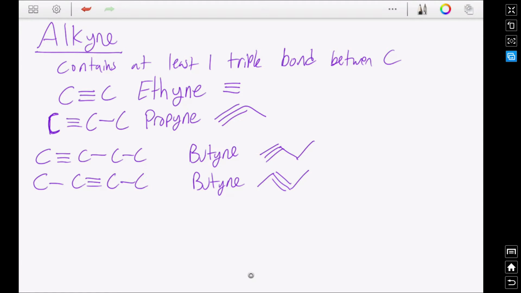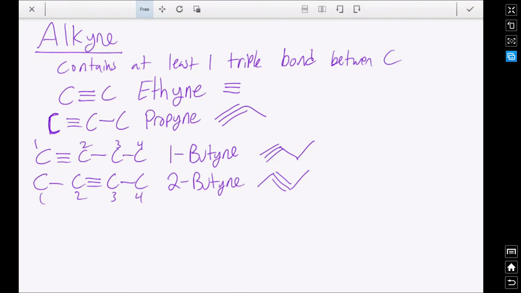In the first one, this is a 1-butyne because the triple bond is between carbon 1 and 2. I'll number that explicitly. And the second one would be a 2-butyne because it is between carbons 2 and 3. So naming alkynes is very similar to naming alkenes. You just have to identify where the triple bond is located.